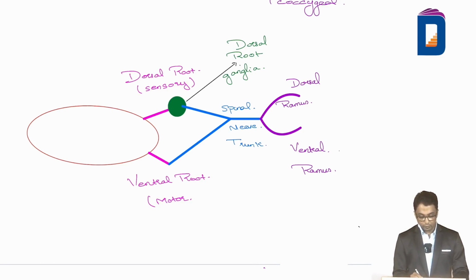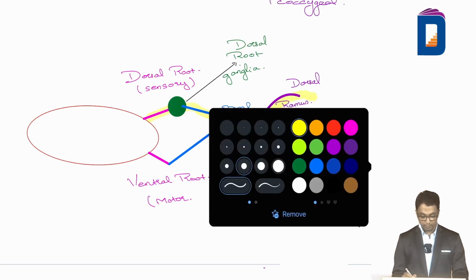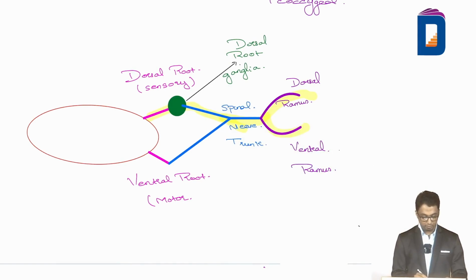Now, when it comes to the ramus, remember that there is a mixing, isn't it? How is the mixing? The one comes here and goes into this side also. Again, the one from the other side goes into this side also. So it's kind of mixed. When it comes to the ramus, it gets mixed up. So this is the structure which you have to know.